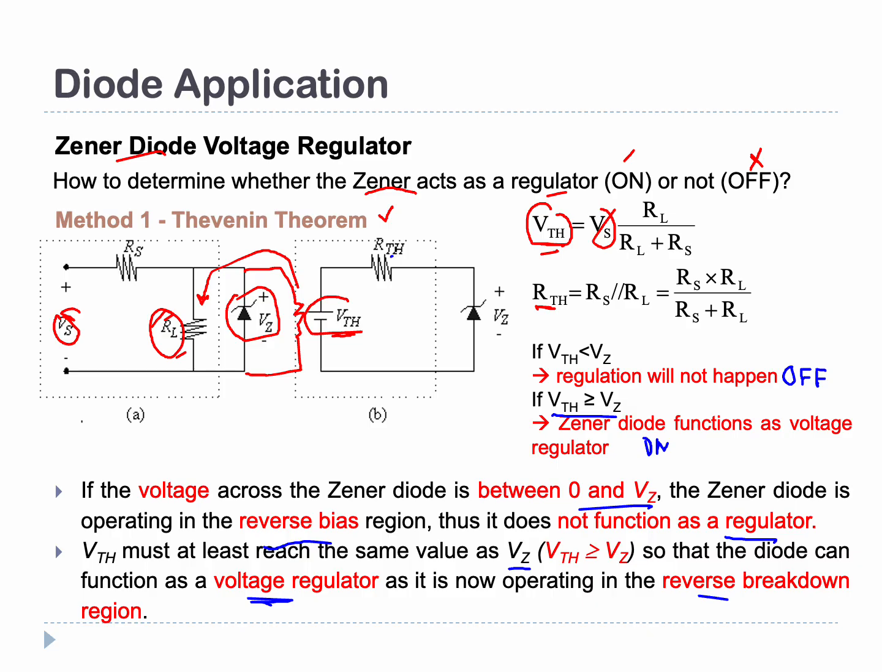So I hope I make it clear that if VTH is larger than VZ, we know in that case your Zener will work or function as a voltage regulator. That is how we determine whether the Zener is on or off.